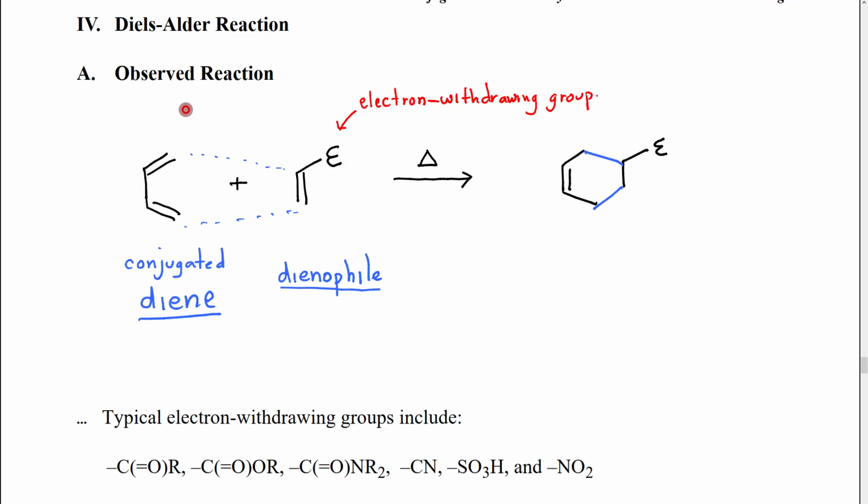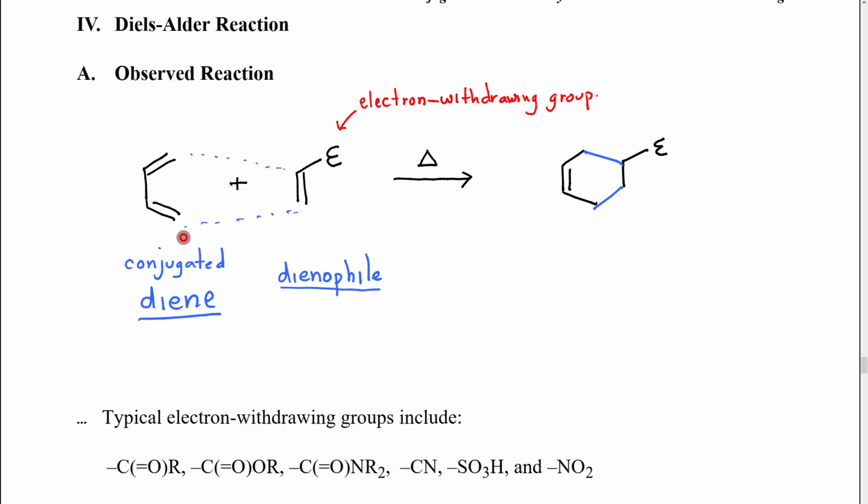The specific reaction we're going to look at is called the Diels-Alder reaction, often mispronounced. In the Diels-Alder reaction, we're going to have two reactants that come together when we heat them to create one molecule. The two reactants have very specific generalized types of structures to them.